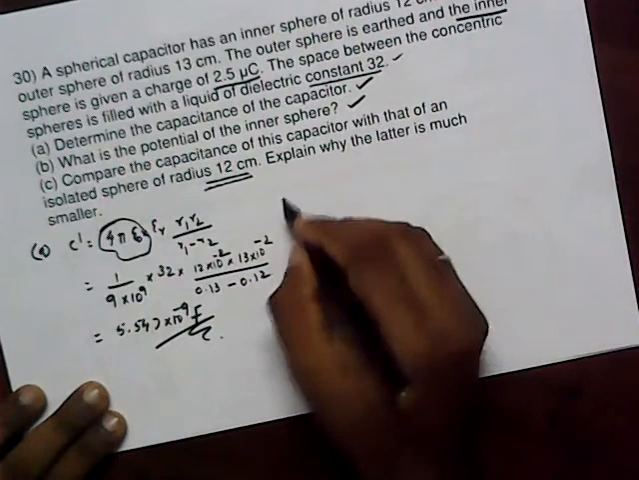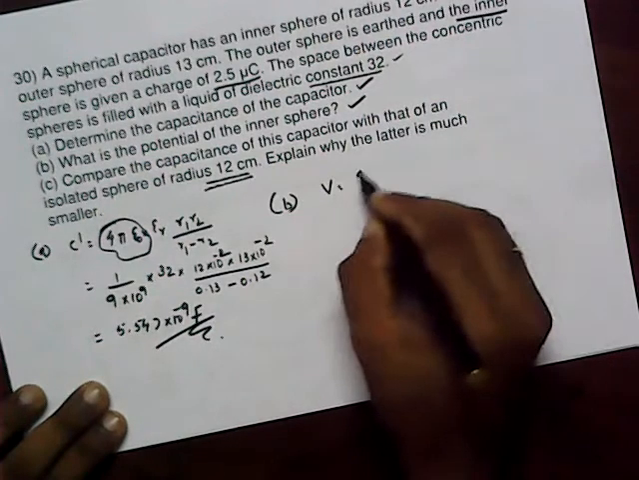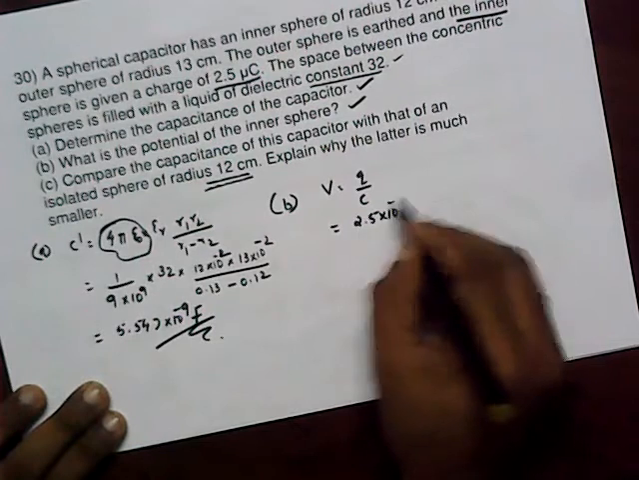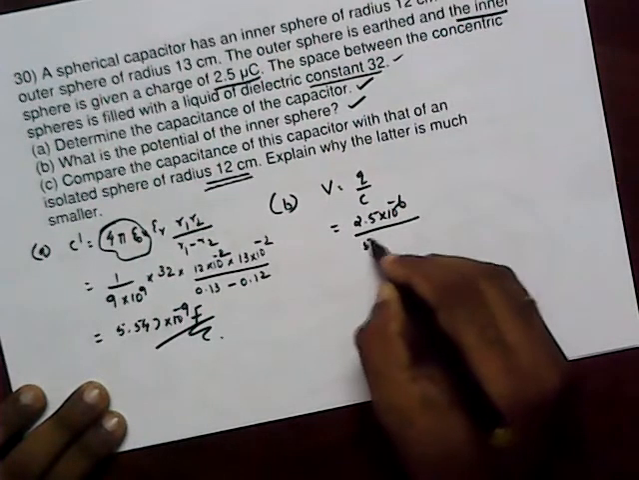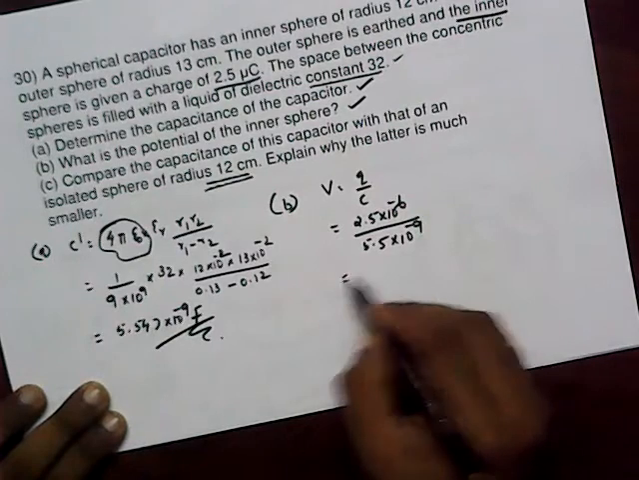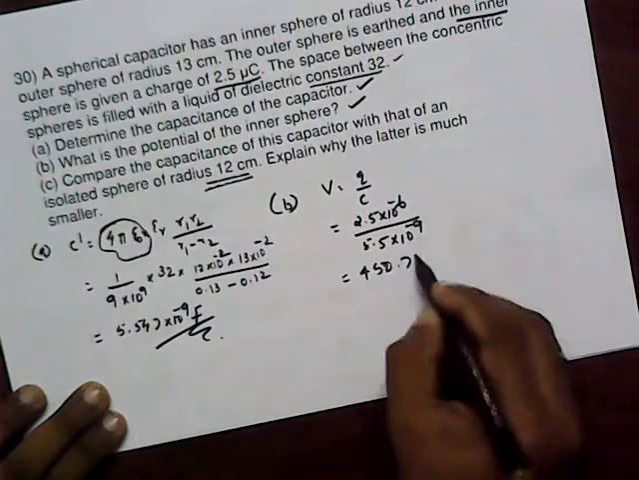Question B, what is the potential? Simply it is Q by C. The Q here is 2.5 into 10 raised to minus 6, divided by the capacitance, 5.5 into 10 raised to minus 9. So you get the value as 450.7 volt.